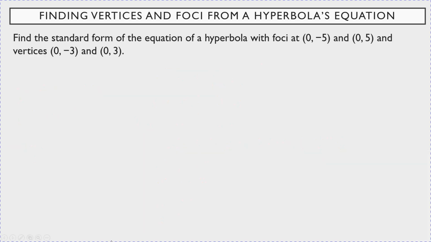So this says, find the standard form of an equation of a hyperbola with foci at 0, -5 and 0, 5 and vertices 0, -3 and 0, 3. Okay. So what I find helps me to do this, it's just like, how do I even get started? I'm going to start by plotting the points.